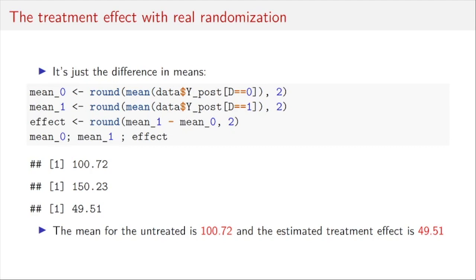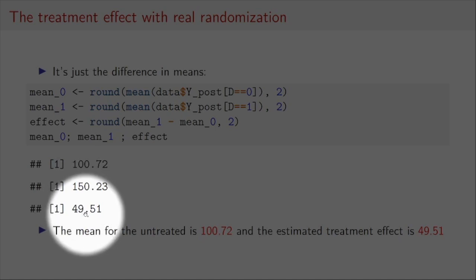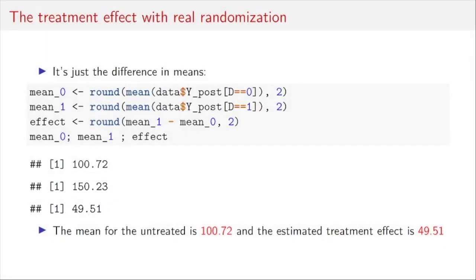So we calculate the mean for the treated and the mean for the non-treated, and the effect is the difference between the two. The mean income of the non-treated is 100 by definition. The mean income of the treated is 150, not surprising, and the difference is almost 50. These results are exactly what we would expect.